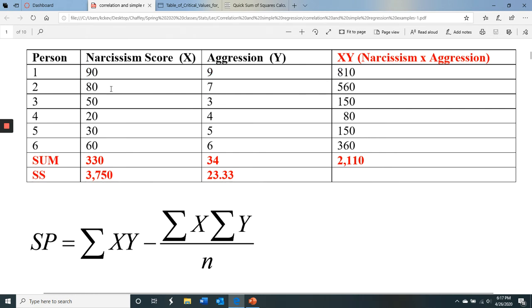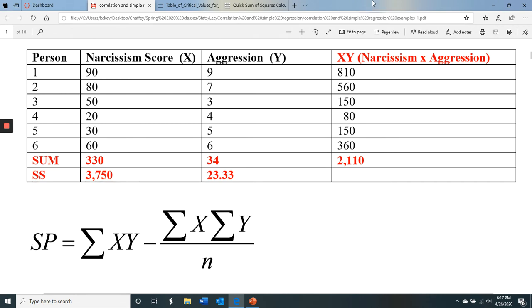So 810. Person number 2, 80 times 7. That's 560. Person 3, 50 times 3 is 150. Person 4, 20 times 4, 80, etc. So for every person, we're multiplying their score in X, narcissism, times the score in Y, and we're putting it here for every person. So for every person, we have that multiplication score.